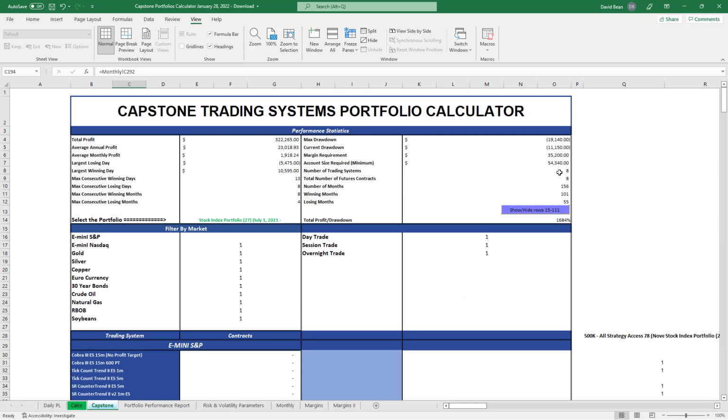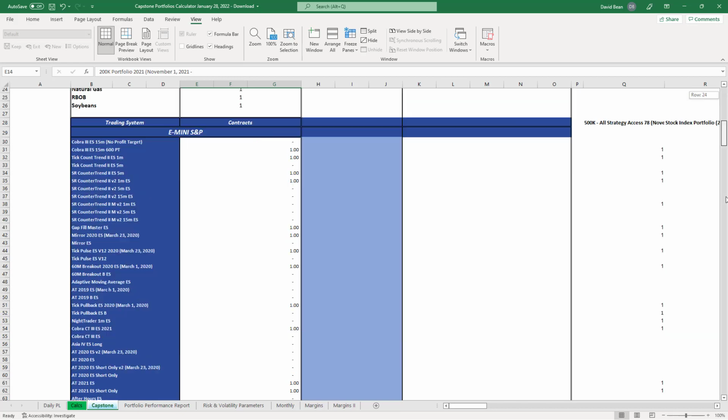Only 8 strategies. So stock index portfolio 27 doesn't have a lot of strategies on the Nasdaq, just 8 on the Nasdaq and 19 on the E-mini S&P, 27 strategies. And this setup was developed at the end of 2020, and we made one change in mid-2021. So look at the 200K portfolio. And you can see 38 out of 42K.